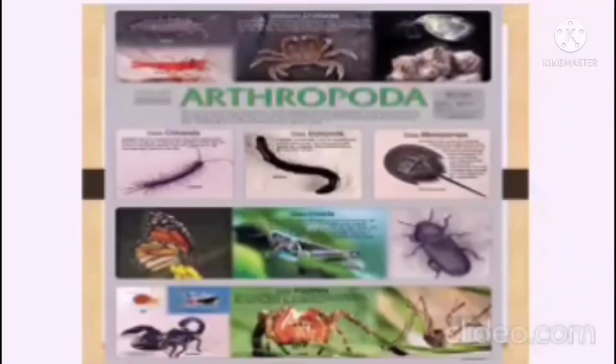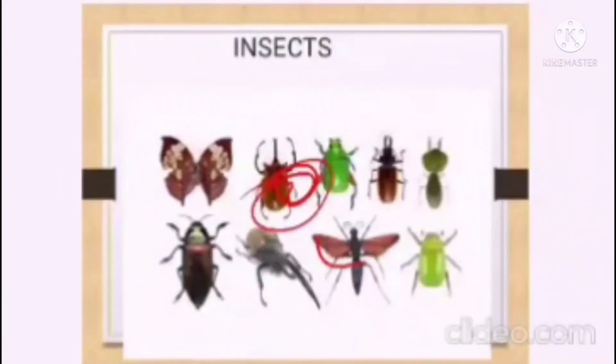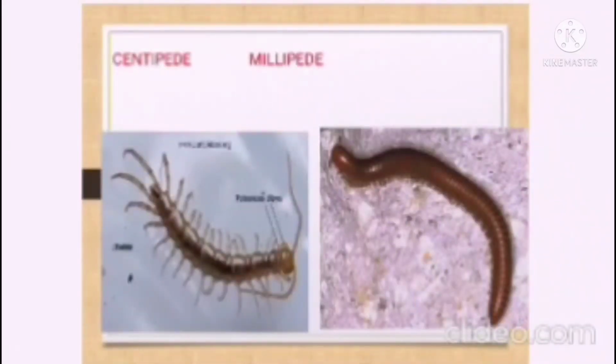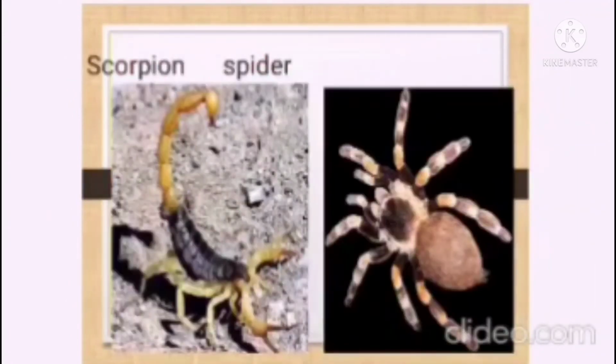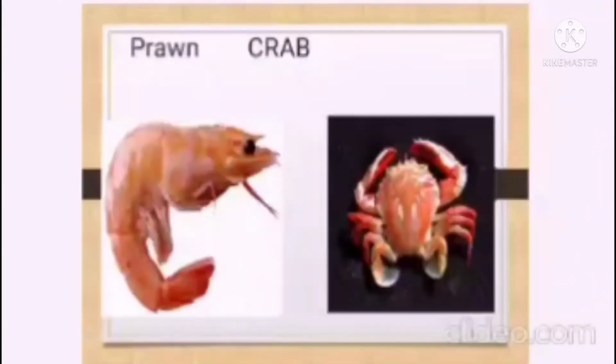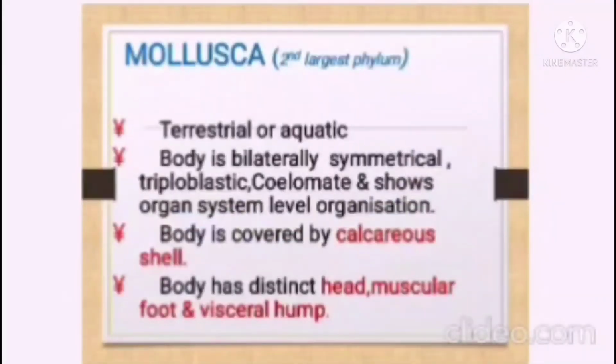So these are all arthropods. This is again an arthropod, centipede, millipede. These you all see in your day to day life, isn't it? So scorpion, spider, prawn or crab are all examples of what? Arthropods. Now moving on to the next one, molluscs.